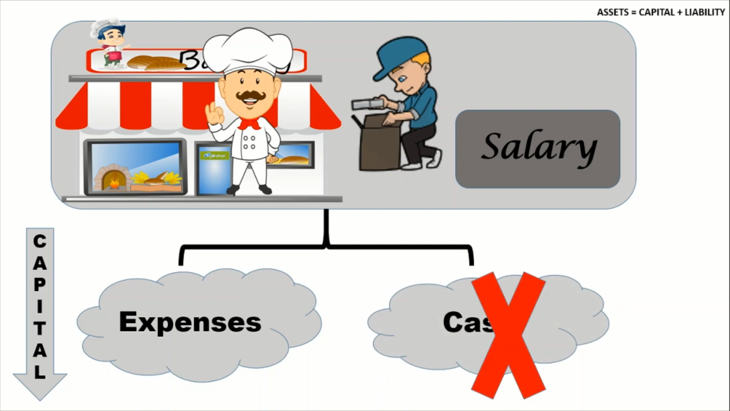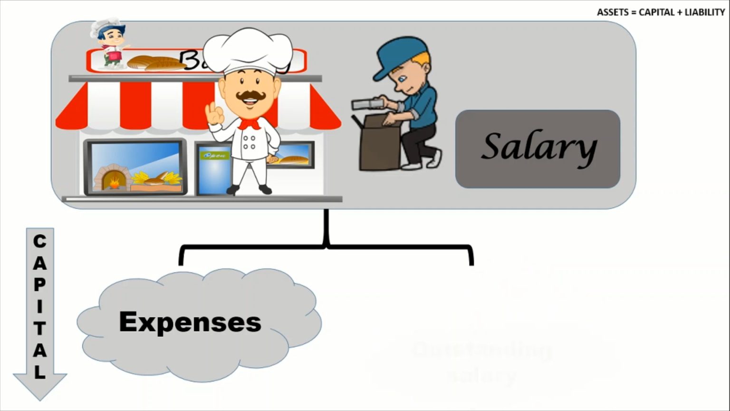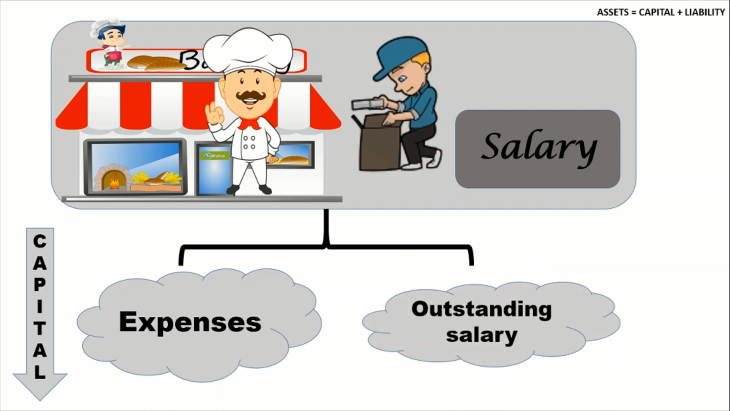Now, this employee's account will be maintained by Mr. Peter under the head outstanding salary. So, outstanding salary is a salary which is due but not paid. It is due because the services are availed but it's not paid. So, it is an outstanding salary and it will increase the liability of the business.